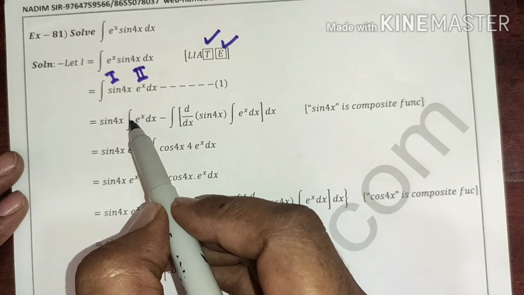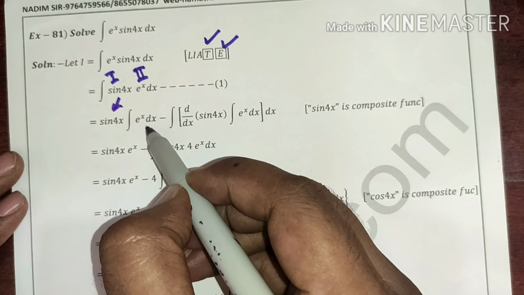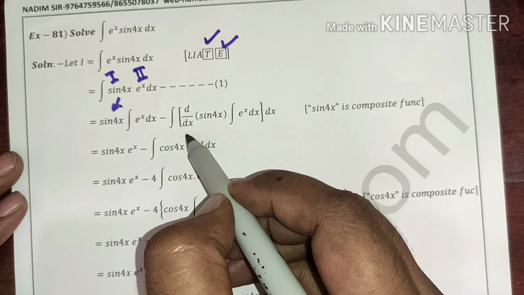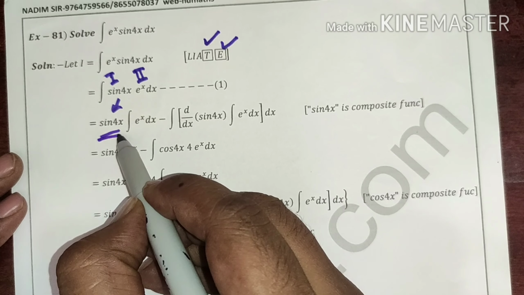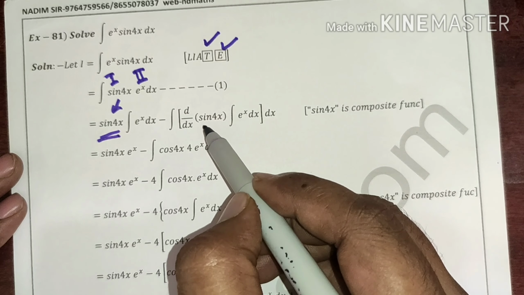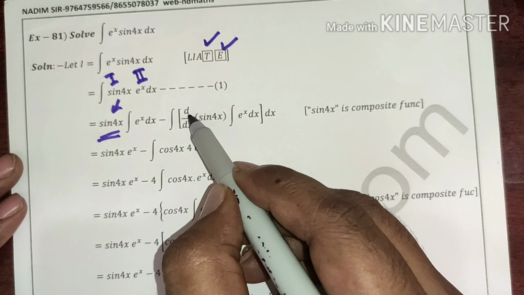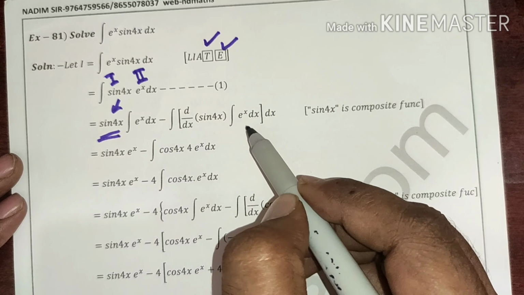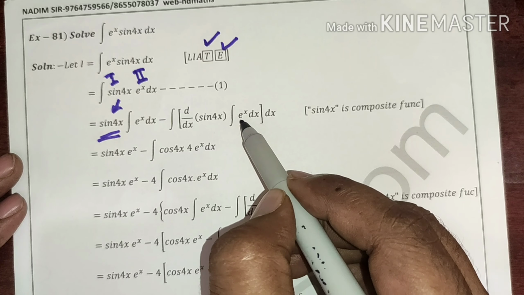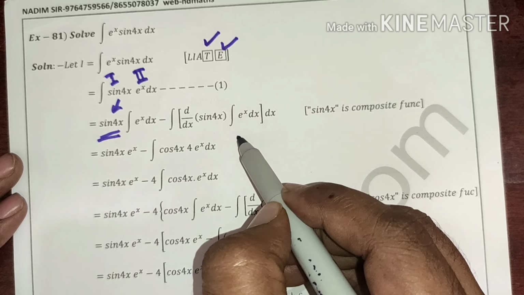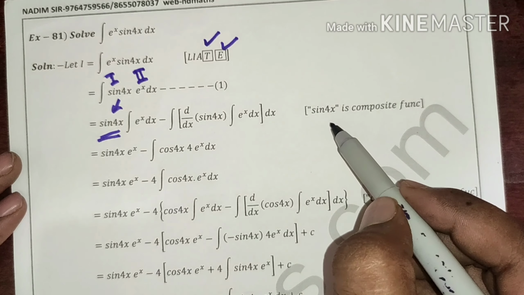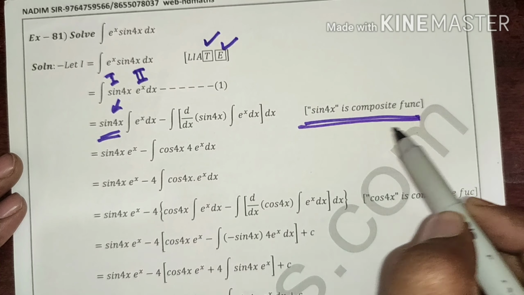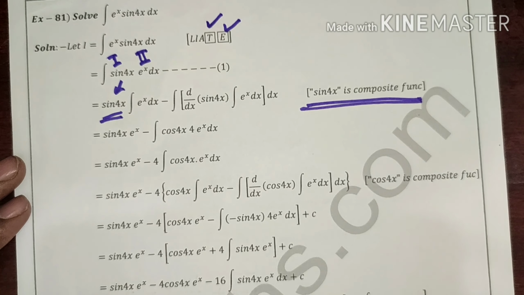What is our rule? We'll have first function times integration of second minus integration of the bracket: derivative of the left function times integration of the integrated function, dx. The left function here is sin 4x, so we take its derivative, d/dx of sin 4x, and again the integration of e raised to 4x, e raised to x dx, bracket close. See here, sin 4x is a composite function because of 4x, that's why we take the derivative again.